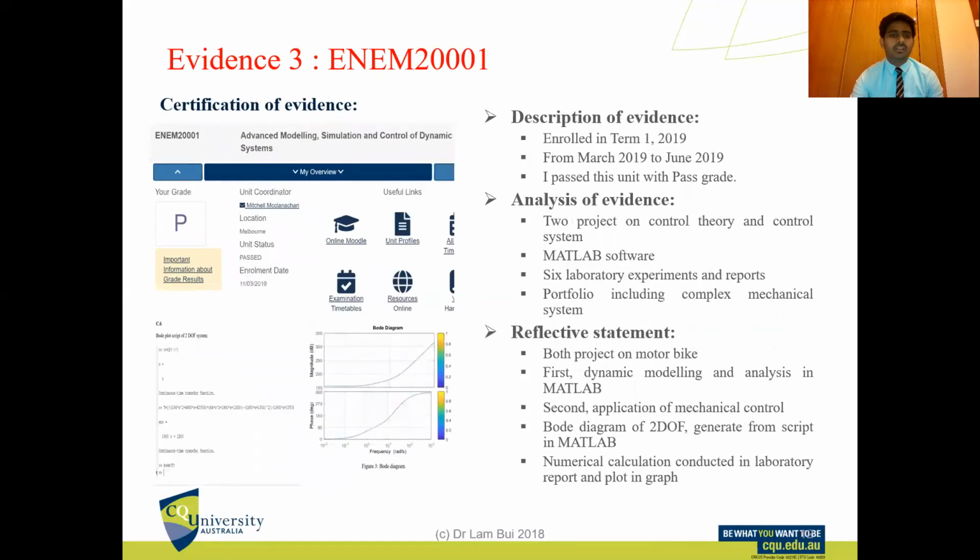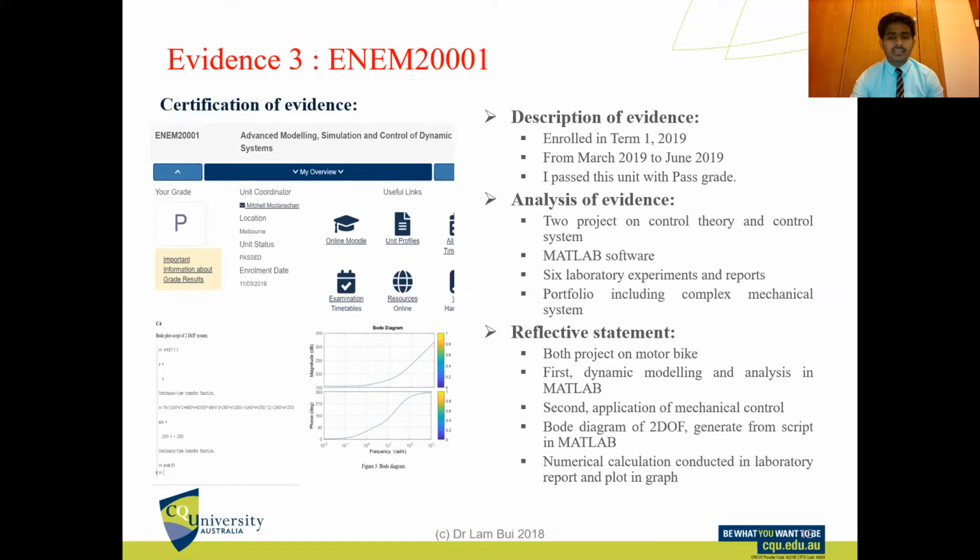Now I'm moving on to my third evidence, which shows the advanced modeling, simulation and control of dynamic systems unit. I passed this unit, and in this unit I also did two projects, and I used the MATLAB software to fulfill the criteria of those projects. Also, I did 6 laboratory experiments and reports in this unit.